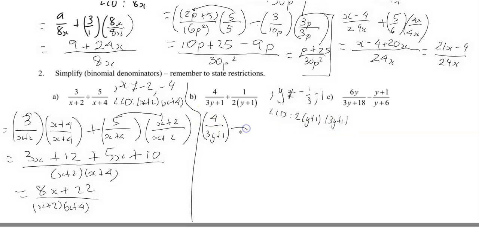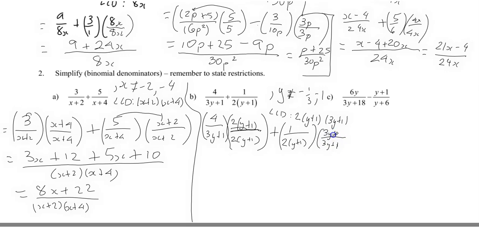So this is going to need a 2 and a y plus 1. And if that's what goes in the denominator, it goes in both the numerator and the denominator. Plus 1 over 2 bracket y plus 1. Okay, throw that in brackets. And that's going to need, so it's got the 2, it's got the y plus 1, it just needs a 3y plus 1.